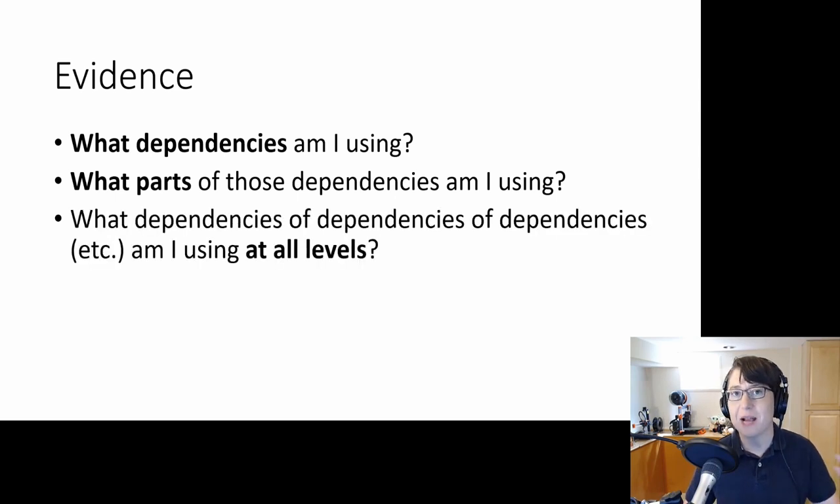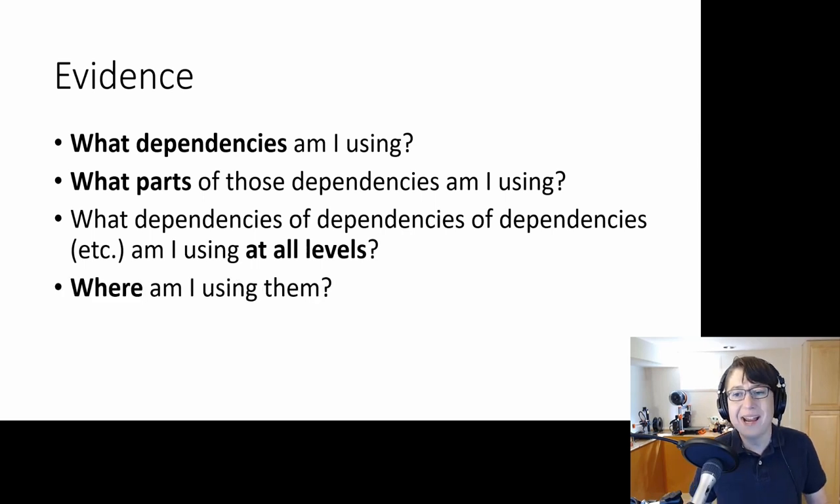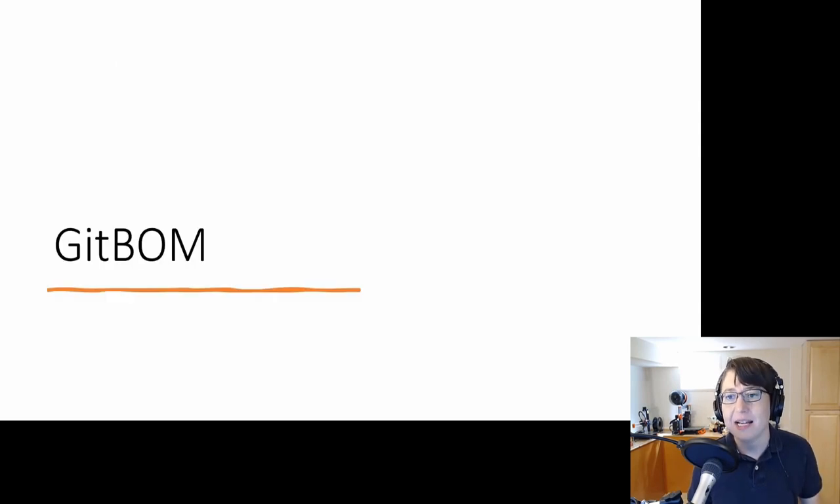What dependencies of dependencies of dependencies, etc., am I using at all levels of my software builds? It's often not just the first level of dependencies that I need to worry about. It's all the levels. And where am I using all these dependencies? If I build a lot of software, I need to isolate what pieces I need to update and what pieces I do not need to update. A solution that helps provide this evidence, that helps you gather it, is GitBOM.